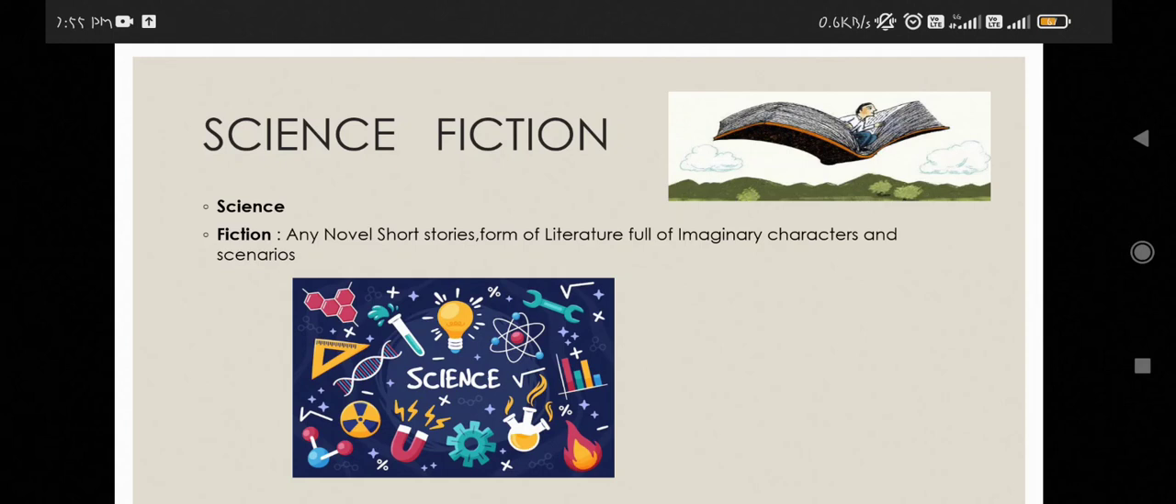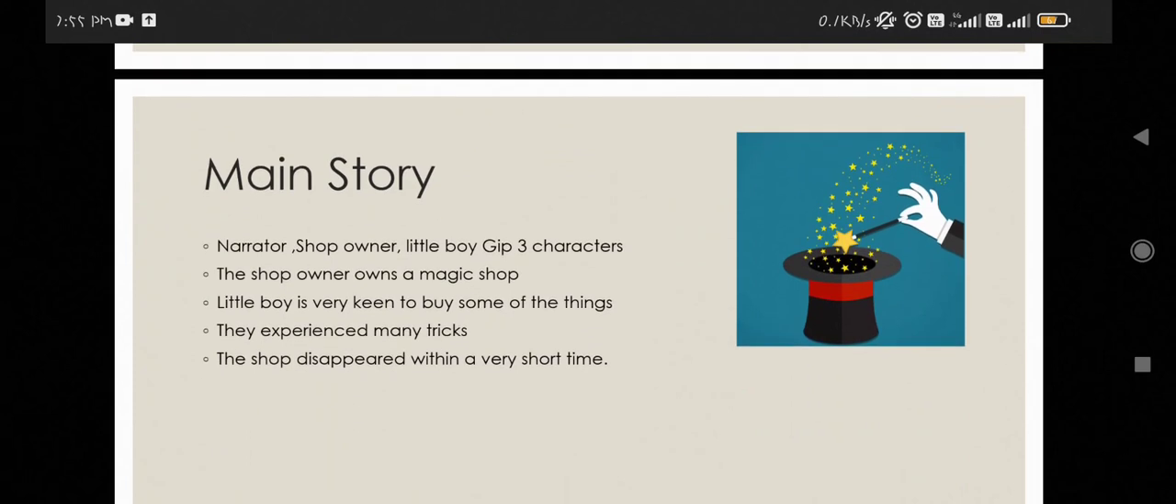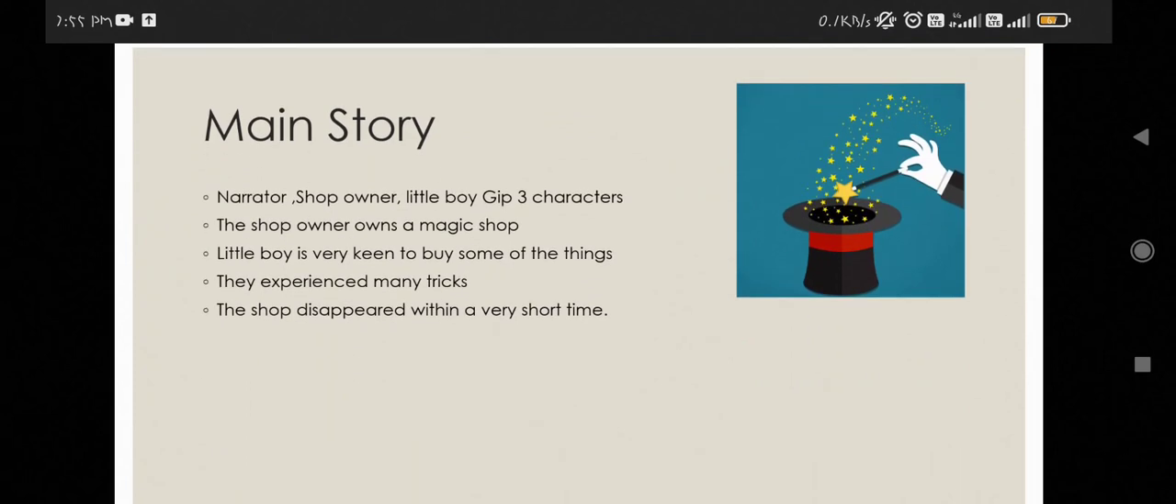This story, The Shop That Never Was, was actually taken from one of H.G. Wells' stories, The Magic Shop, and you are going to read a short version of it. In the main story, we will see three characters. One is the little boy Jip, the other one is his father or the narrator, and the third one is the magic shop owner.